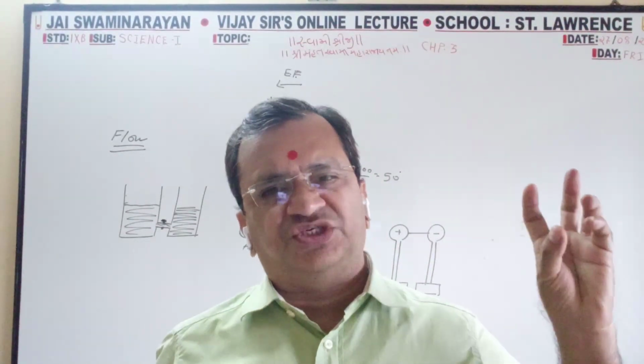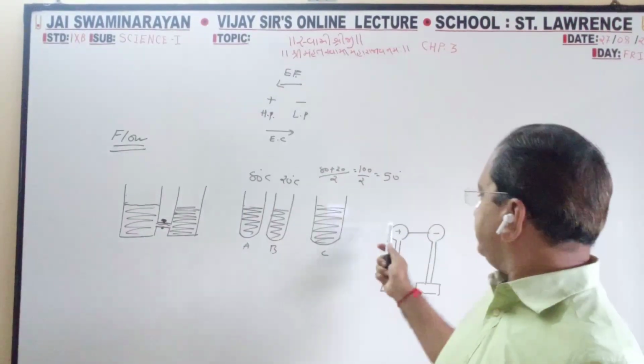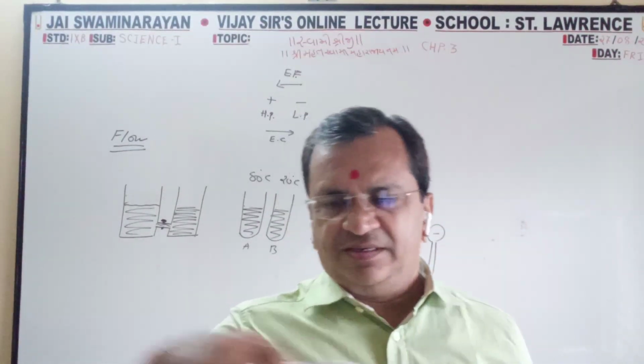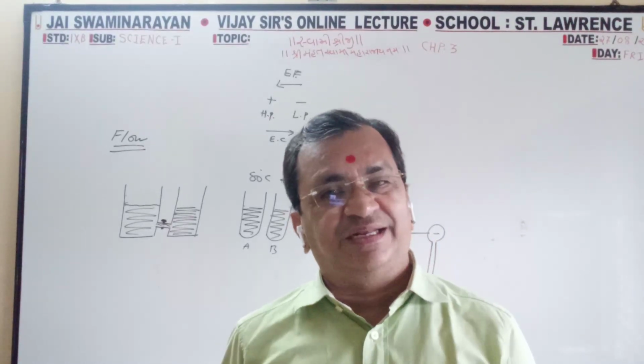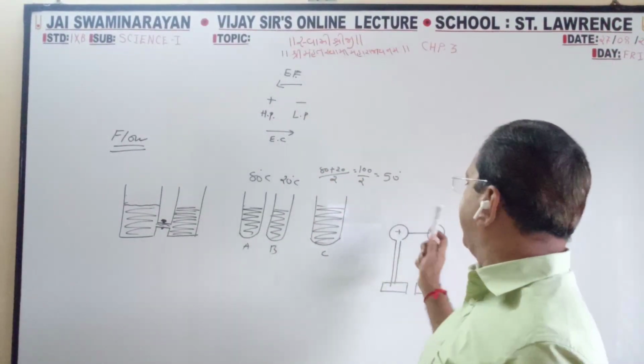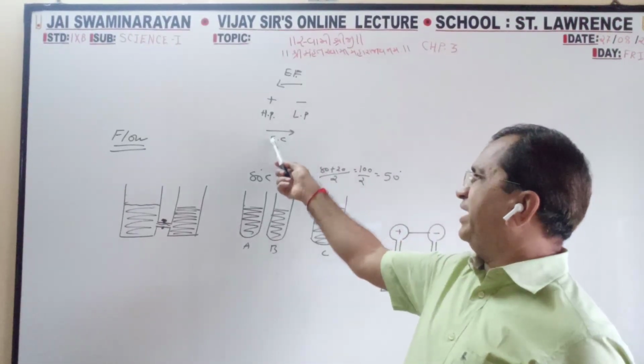High electric potential, positive. Low electric potential, negative. They are connected with a conducting wire. Through the wire, electrons will flow from negative to positive. Through the wire, electric current flows.